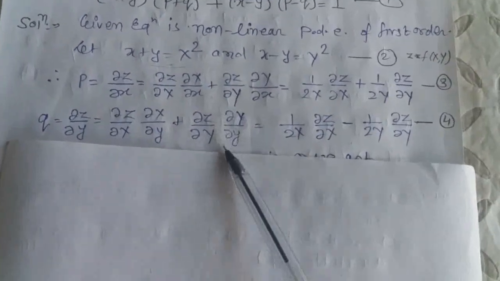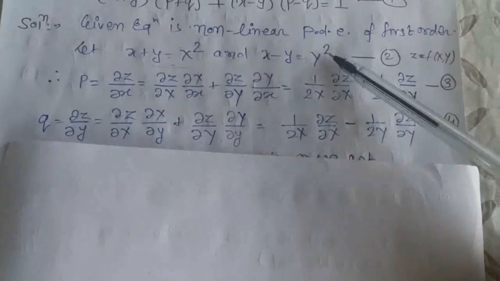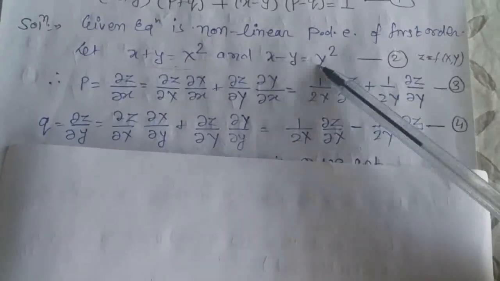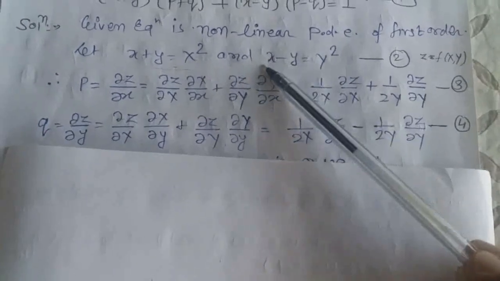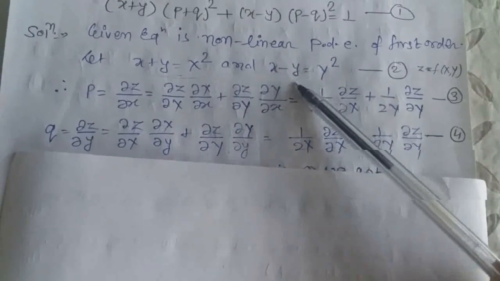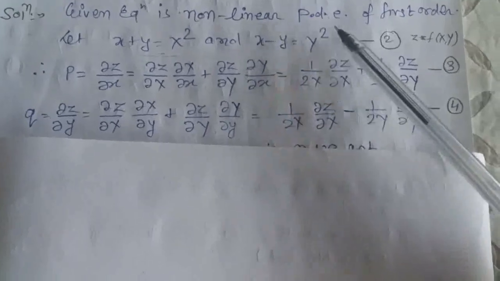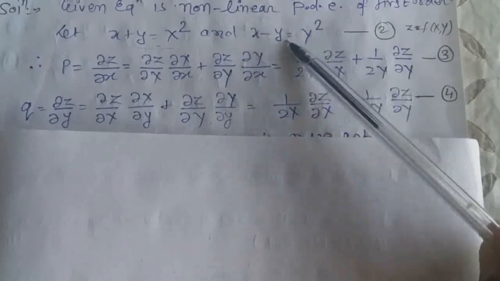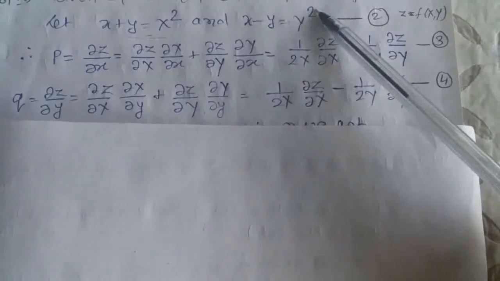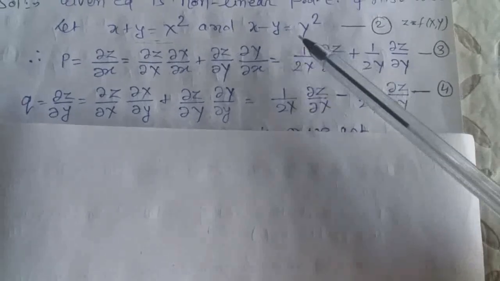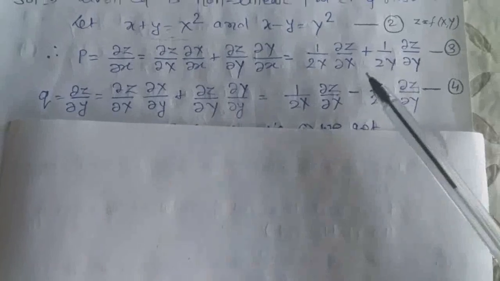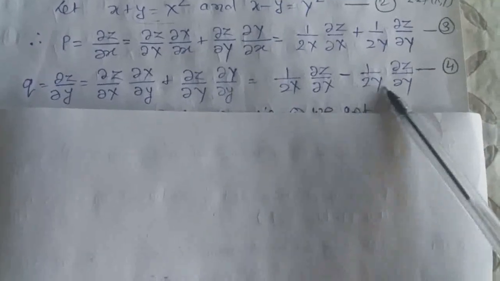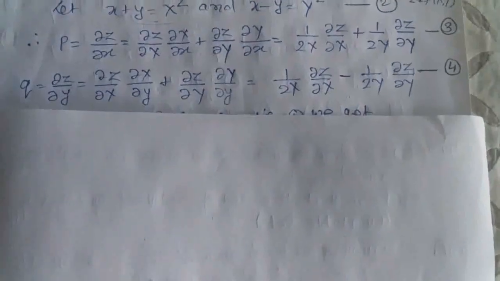Now the value of del capital Y by del small y can be obtained by differentiating this relation partially with respect to small y. So we get 0 minus 1. So we get here minus 1. Now the derivative of this is 2 times y del capital Y by del small y. So the value of del capital Y by del small y is minus 1 upon 2 capital Y. So these are the values of P and Q.